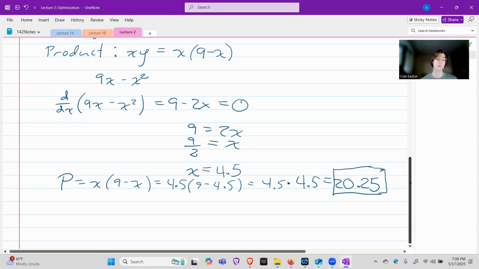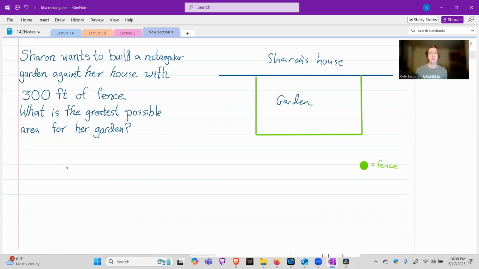And now, because we used calculus, we are confident that this is actually the correct answer because we found it rigorously rather than just guessing and checking. Our next question is this. Sharon wants to build a rectangular garden against her house with 300 feet of fence. What is the greatest possible area of her garden?